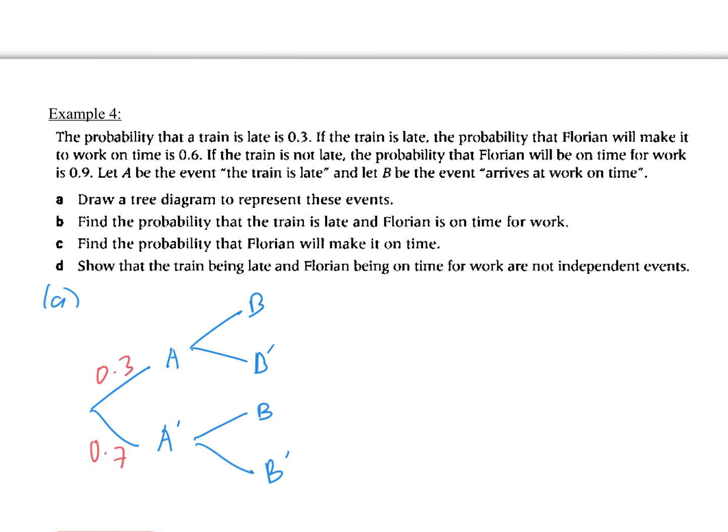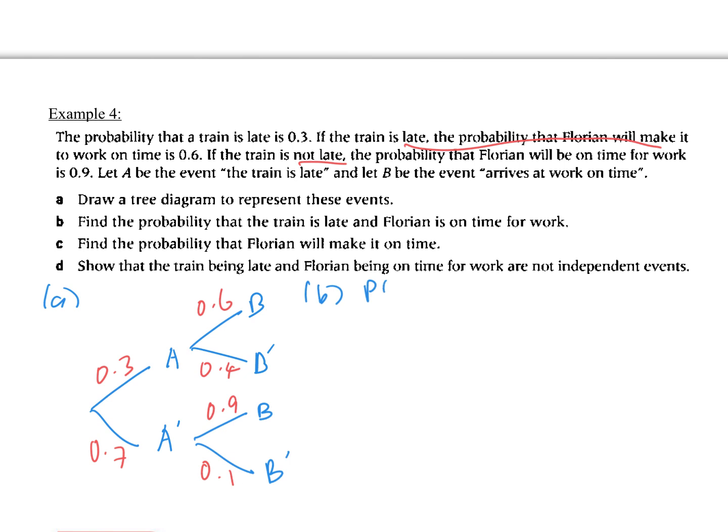And if the train is late, the probability that Florian will make it on time is 0.6. And so we know that B complement has to be 0.4 because they have to add up to 1. And if the train is not late, the probability Florian will be on time is 0.9, and this will have to be 0.1.